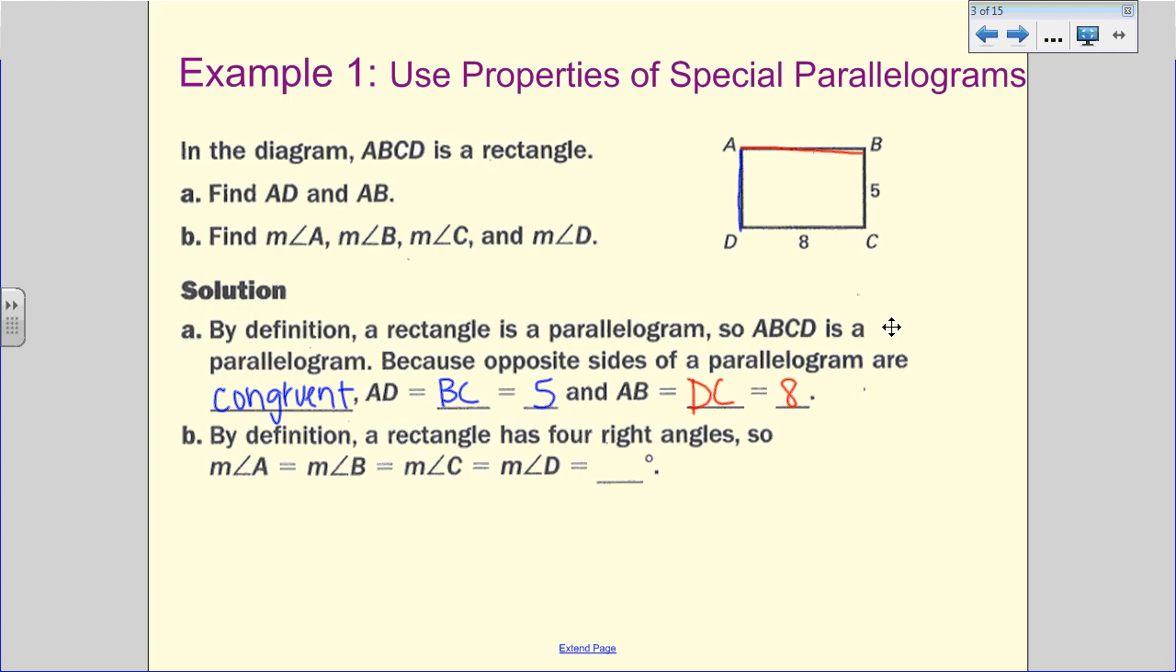It says to find the angle measurements. By that definition, there's 4 right angles, and so because all 4 of them are right angles, they all equal 90 degrees.